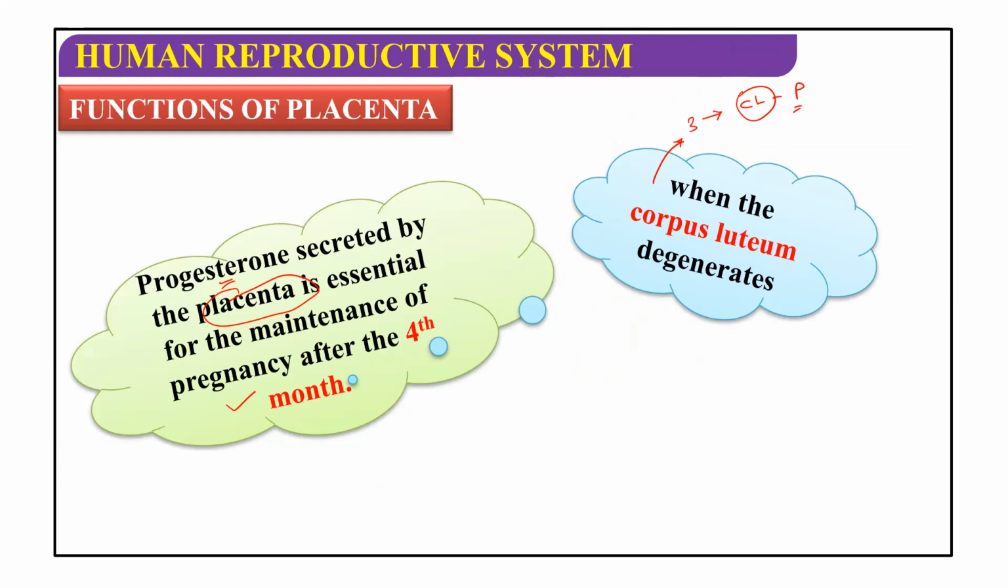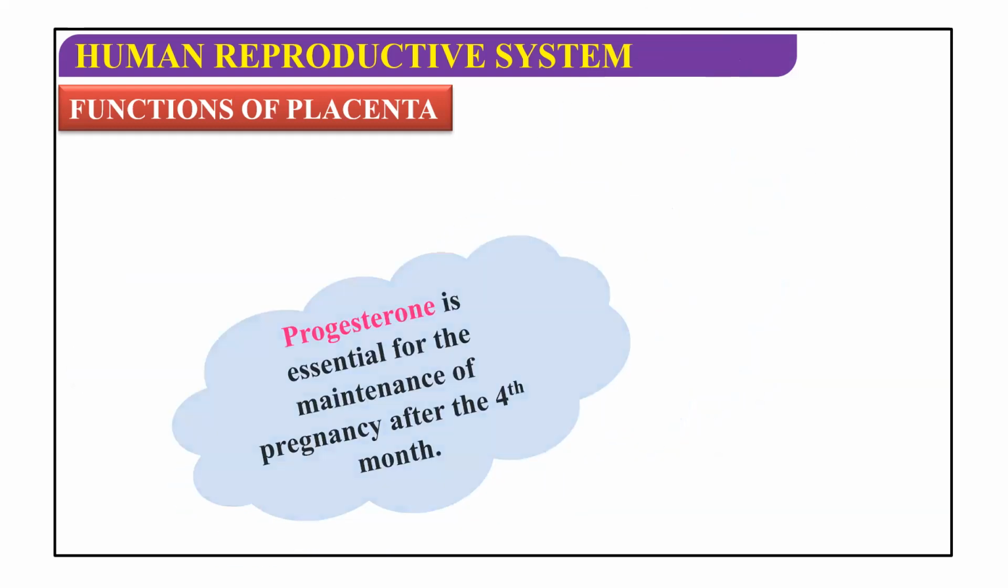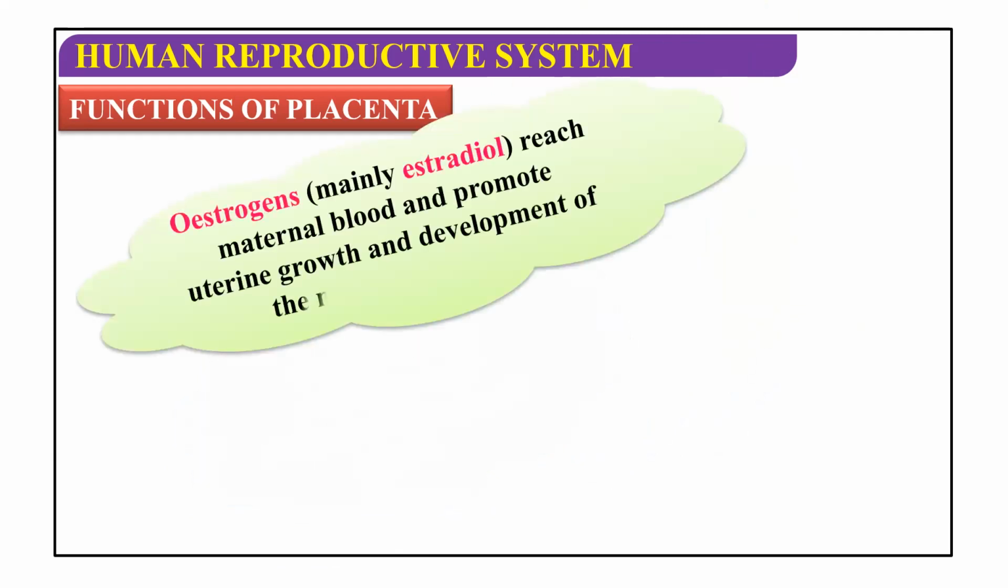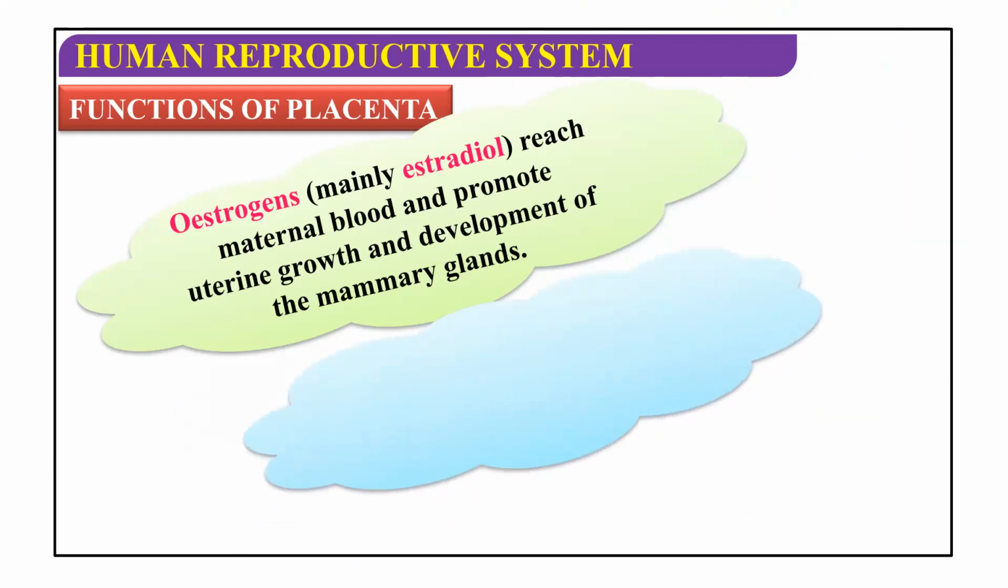Right? This you know already, isn't it? Progesterone is essential for maintenance of pregnancy, and hence progesterone is a pregnancy hormone. Development of placenta is by estrogen, and maintenance of placenta is by progesterone.